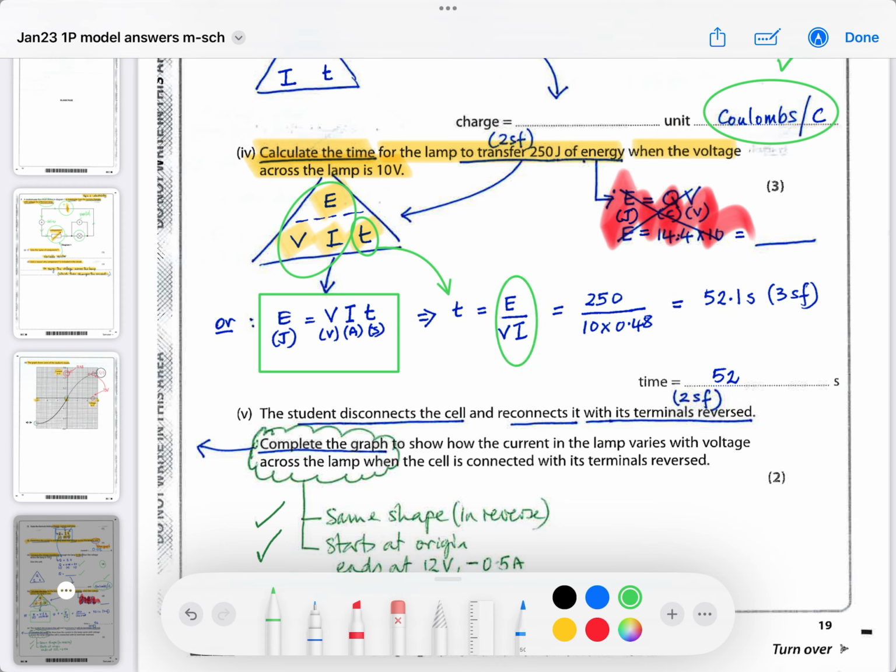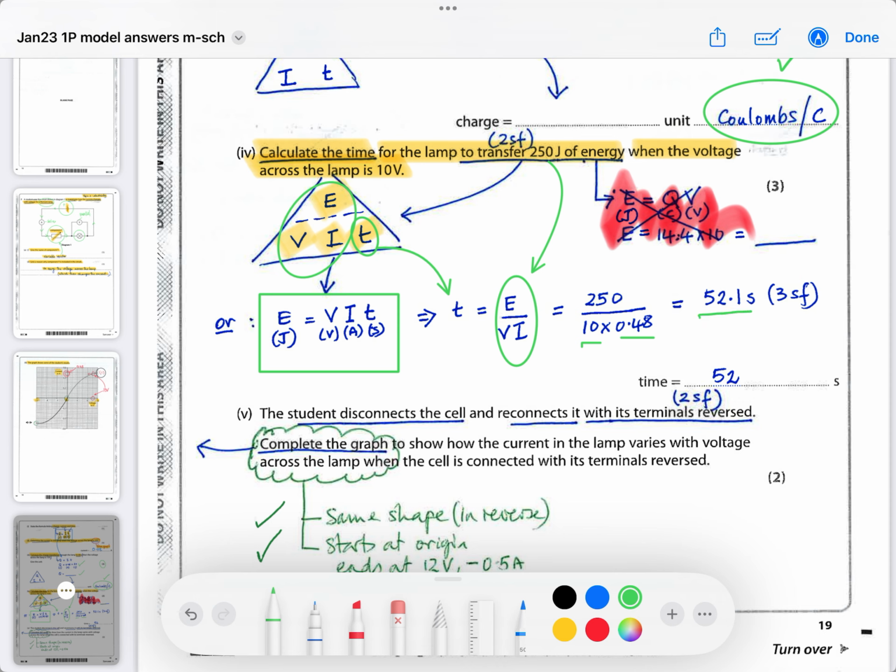Okay. So this is a more complicated question mathematically, because it has 4 variables in the equation. So they've given us the energy. So the energy goes in there, 250. And then the voltage we knew was 10. And the current we calculated earlier was 0.48. So it's really just using the same values in a new equation.